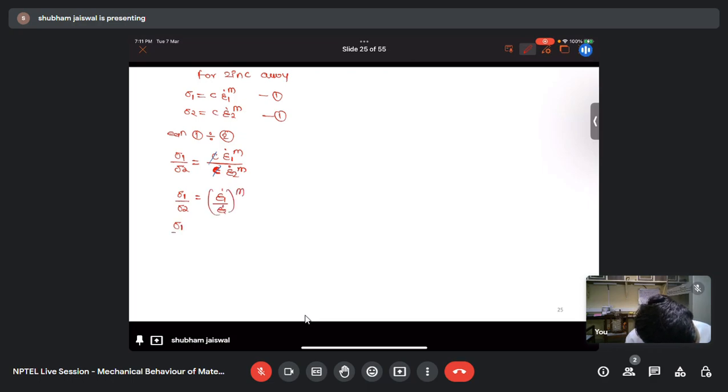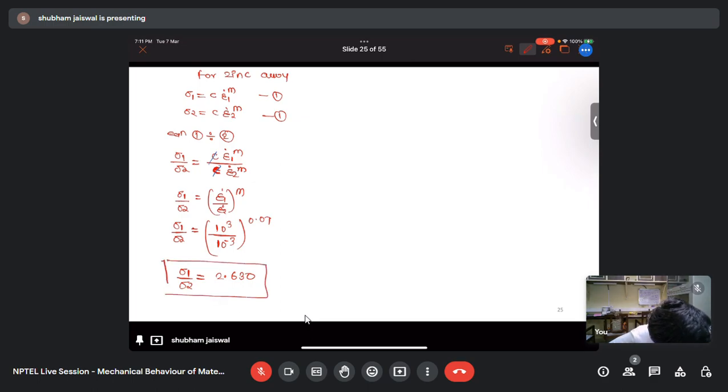So if I put the value, it will be 10 to the power 3 divided by 10 to the power minus 3, to the power 0.07. If I solve, I will get an answer of something around... please tell me the answer. So it should come around 2.630.